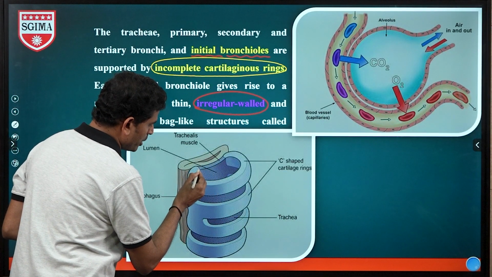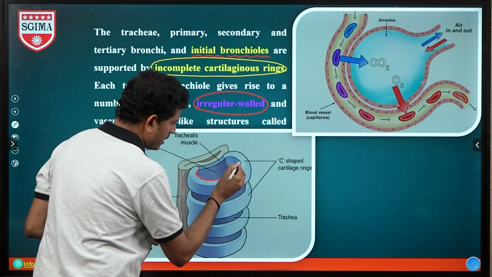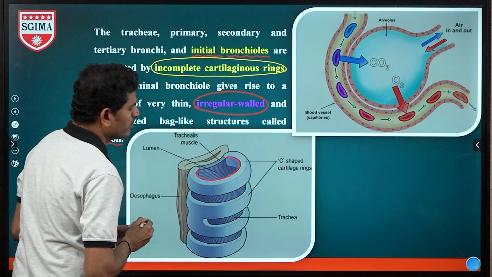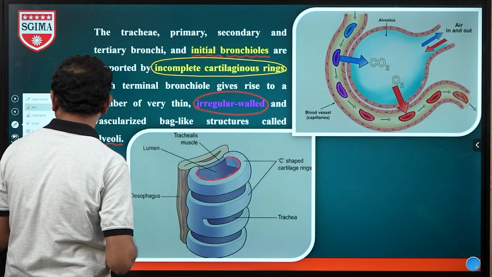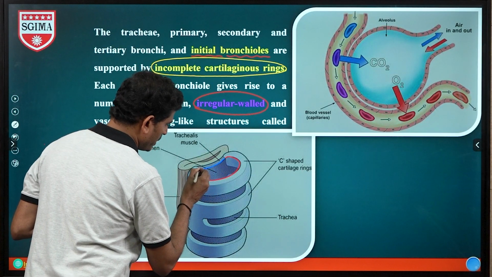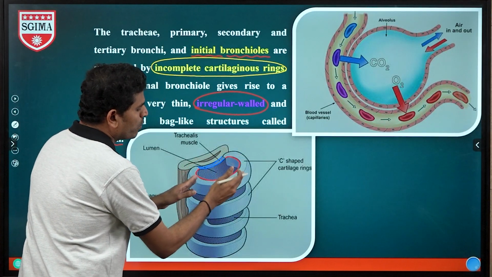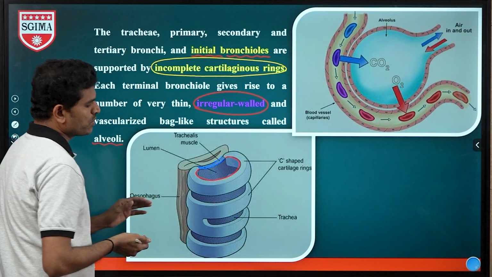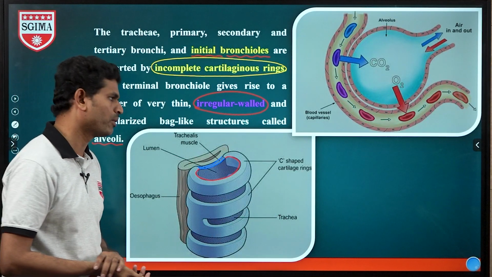Anteriorly, that means the ventral side, it is complete, but the back side, the dorsal side, is incomplete here. Back side it is incomplete. So this is incomplete here, and only the front side is complete. So why are they C-shaped here? That is the main thing we have to discuss.